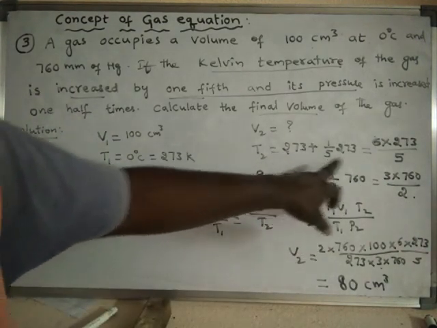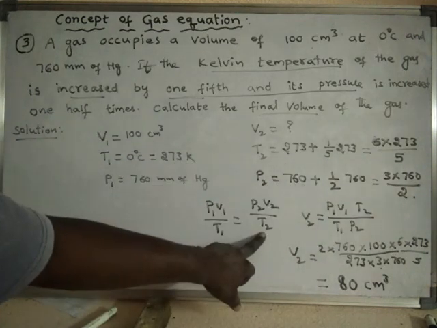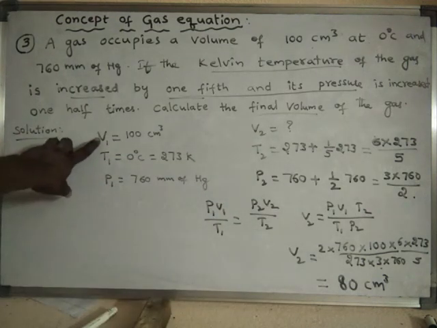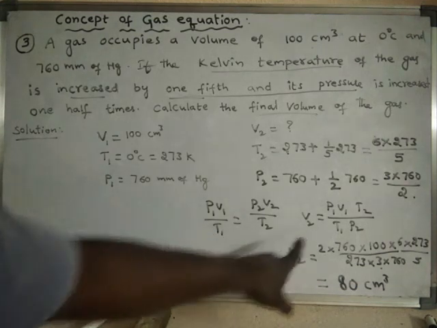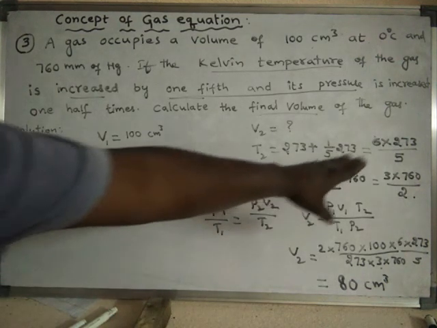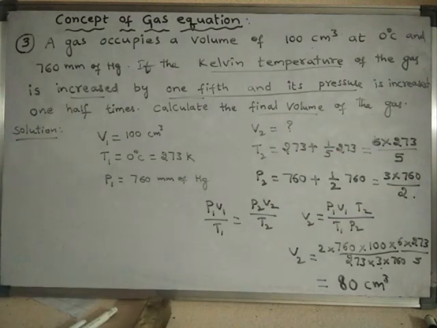By taking the final temperature and final pressure into this equation, we can find the final volume by using the initial volume, initial temperature and initial pressure. Upon substituting all these values into the equation, finally we got 80 centimeter cube. So the final volume of the gas is 80 centimeter cube. Like this we can calculate the change in volume of the gas when initial temperature and initial pressure are changed to some other values. So this is about the gas equation.